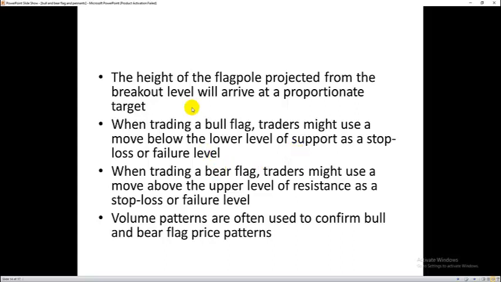Don't be too greedy. So when trading a bull flag, traders might use a move below the lower level of support as a stop loss or failure level. Let me read that again.